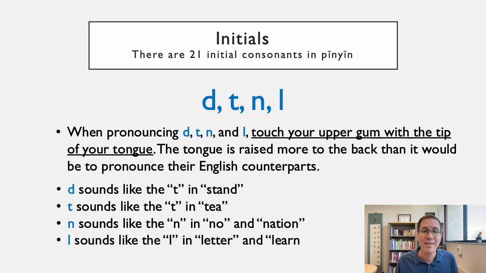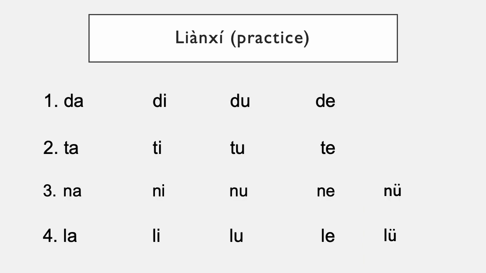特. The N is a bit nasal and it sounds like the N in no or nation. 跟我说呢. 呢. And the L sounds like the L in letter or learn. 跟我说了了. 好的，我们练习一下. Let's take a moment now to review what we've just learned.